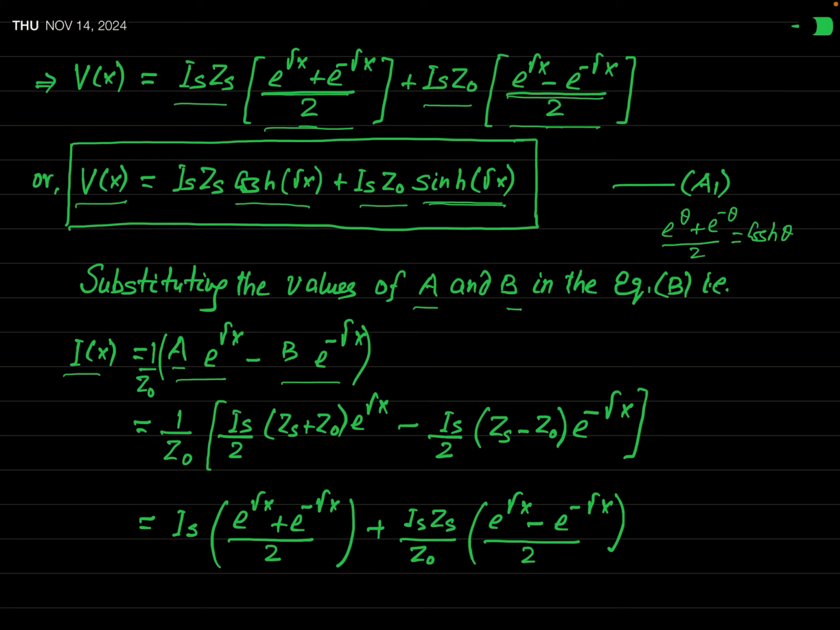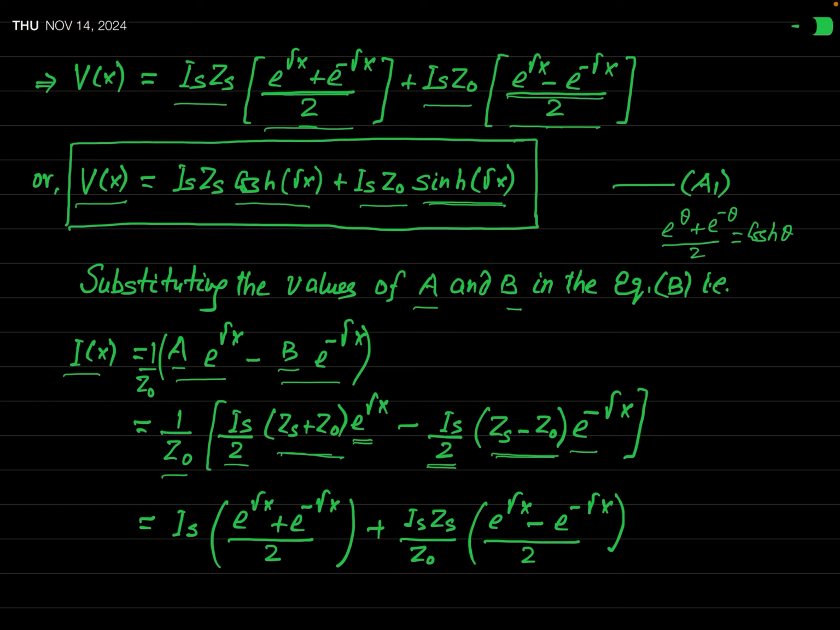You know that A is equal to Is over 2 times Zs plus Z naught, times e to the power gamma x. And you have also seen that this constant B is equal to Is over 2 times Zs minus Z naught. So in this way you can see I of x is equal to 1 over Z naught times Is over 2 times Zs plus Z naught times e to the power gamma x minus Is over 2 times Zs minus Z naught times e to the power minus gamma x.